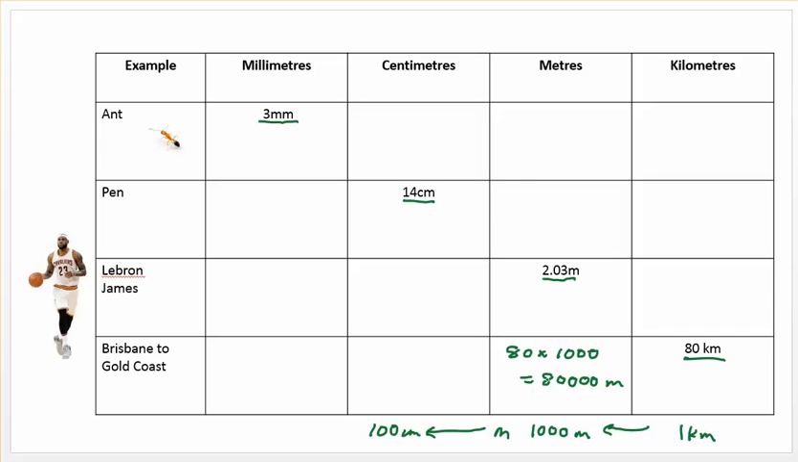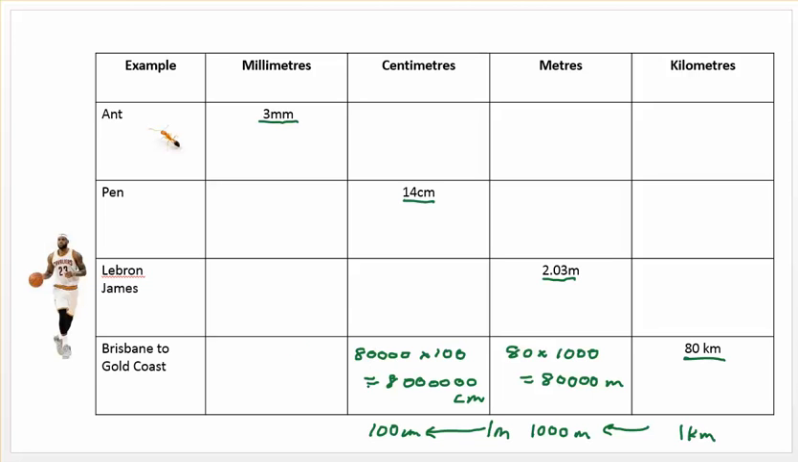So we have 80,000 metres, and 1 metre is equal to 100 centimetres, so we need to times our 80,000 by 100. And we should get 8 followed by 6 zeros, and so that's in centimetres. Run out of room, put the units there.